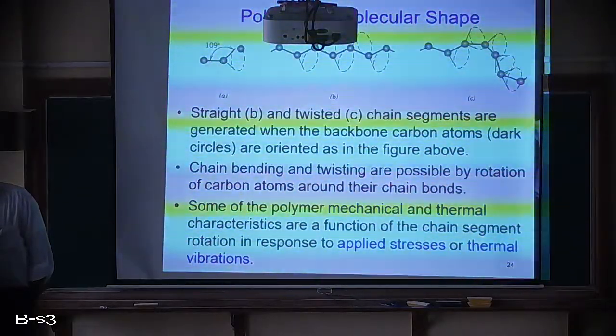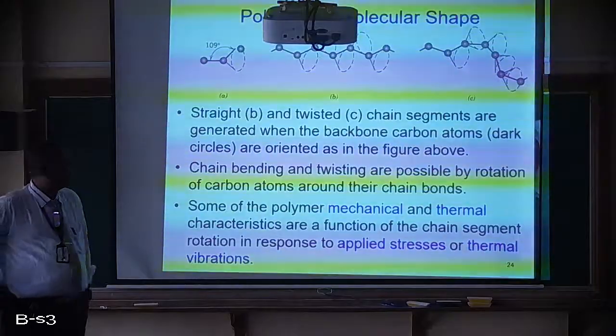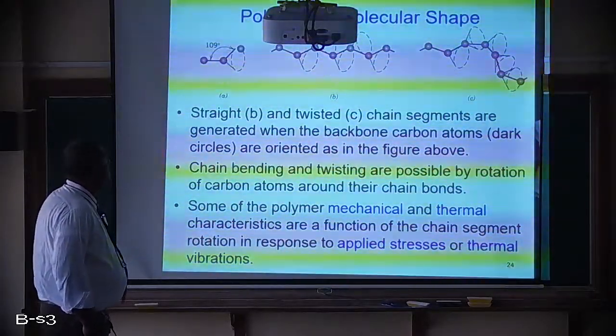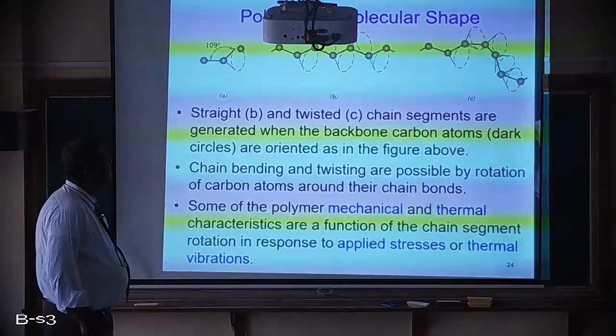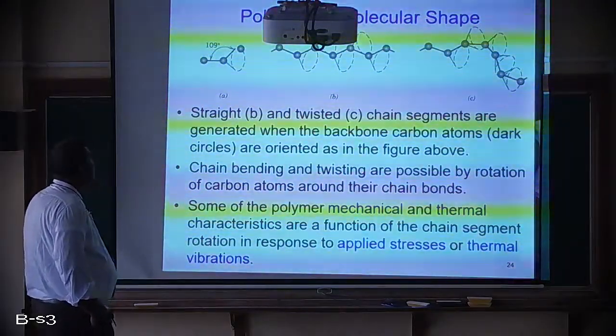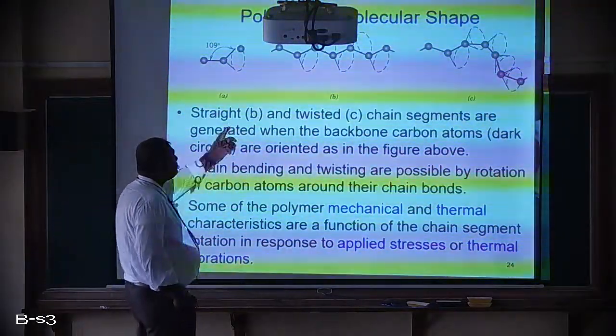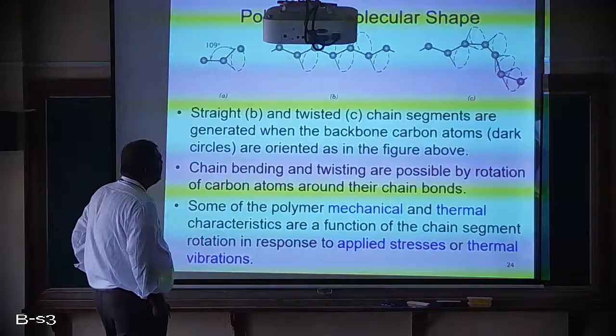This is polymer molecular shape. So you can see that the angle is 109 degrees, so that is repeated in nature and it keeps on changing. So straight, that is figure B, and twisted is C.